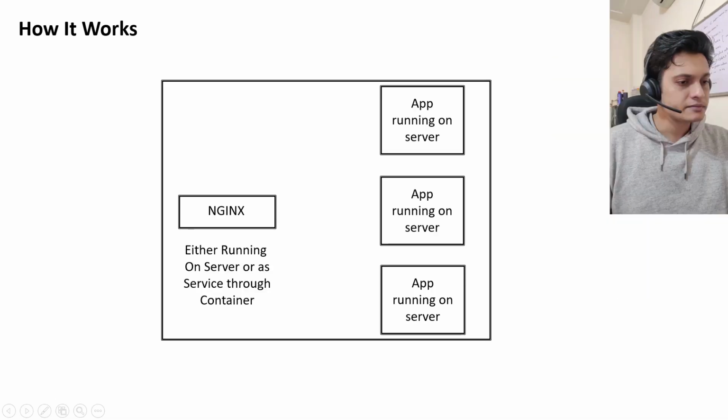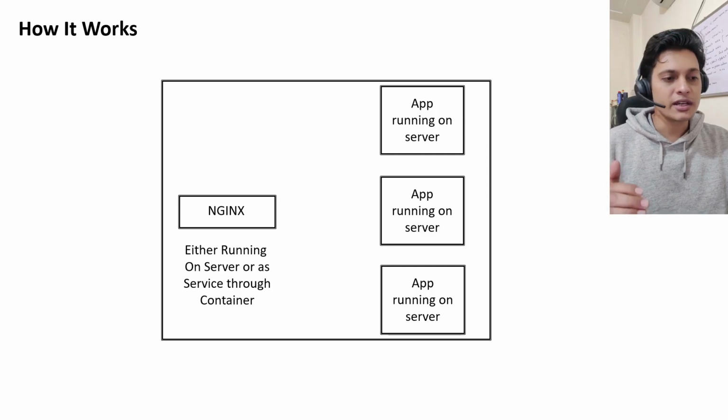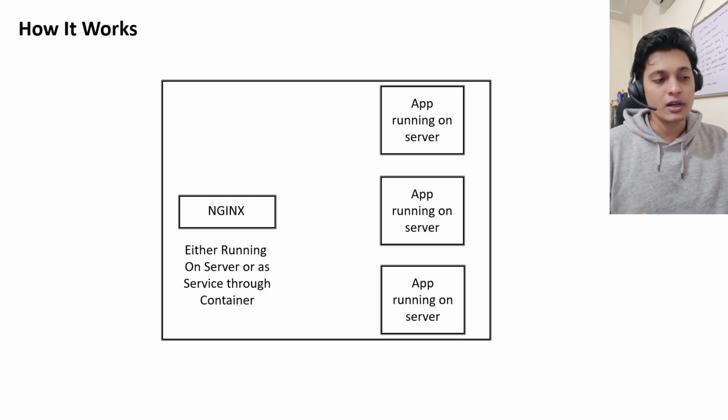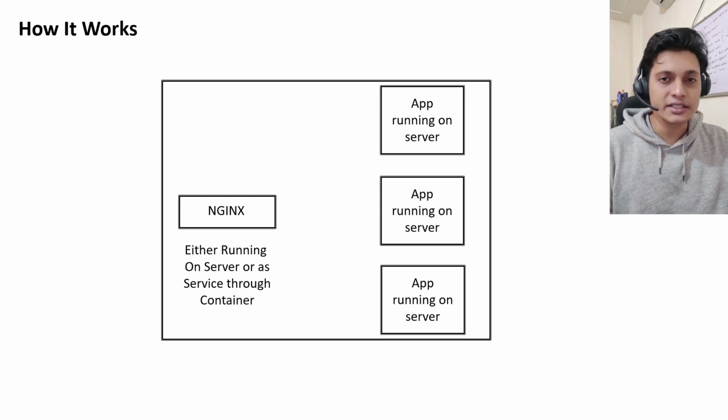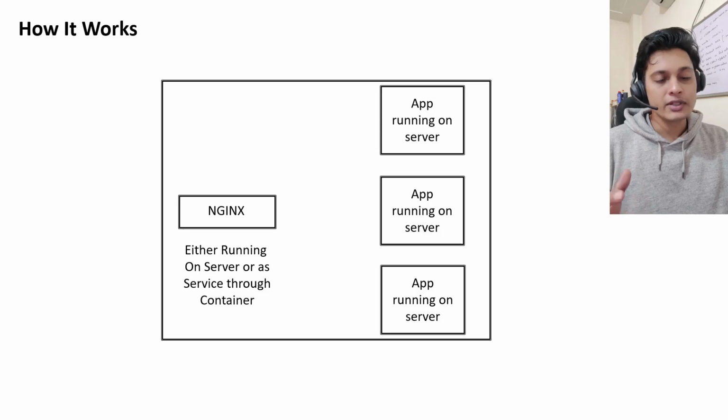So how it works. It is a cluster. In this cluster, there are multiple servers which are running my application. I created multiple servers because I want my application to scale. So there are multiple servers, and all the servers are running the same application. And here is this Nginx block. This Nginx block is either running on a server or as a service through a Docker container. It might be possible that you have a server dedicatedly running Nginx, or you can create one container which will create a service for all the applications running inside your cluster.